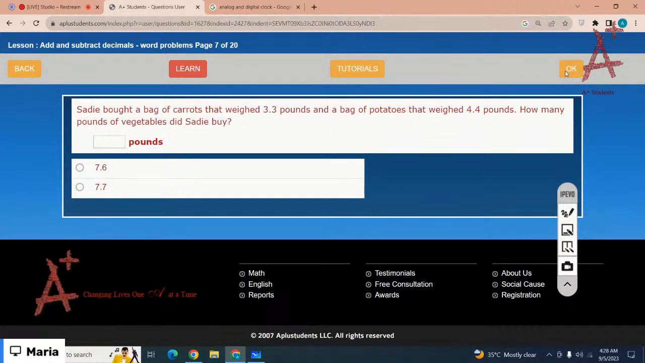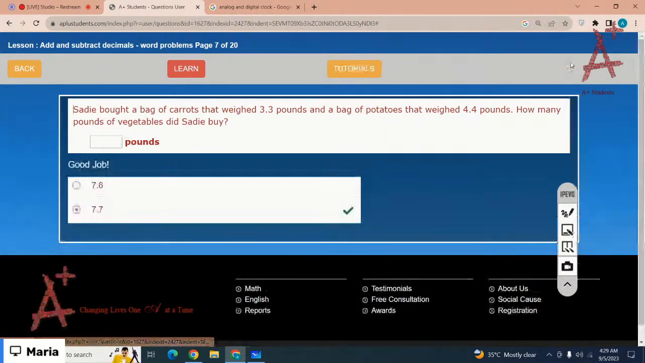Sadie bought a bag of carrots. How many pounds of vegetables did Sadie buy? You have to add, right? So when you add, it makes 7.7. The correct option is 7.7.